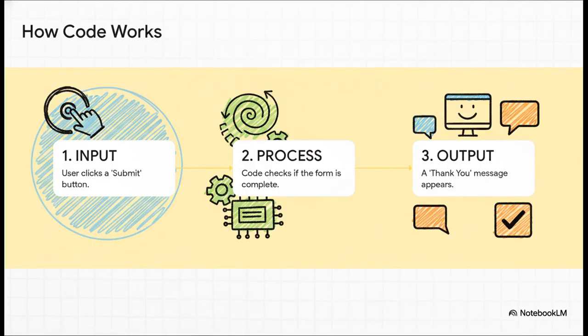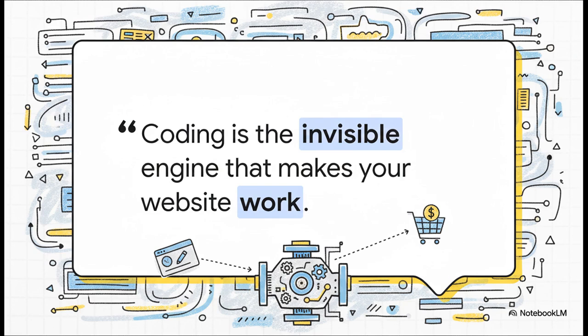And honestly, all code, no matter how complicated it seems, follows this simple flow. It starts with an input. Say, a user clicks a submit button. That click triggers a process where your code does something, like check if all the form fields are filled out. And that results in an output, like a thank you message popping up. Input, process, output. That's the engine behind everything interactive. Which really brings us to this one key idea. You don't always see the code, but it's that powerful, invisible engine running under the hood of your website. It's what makes everything actually work, from a simple button to a whole online store.